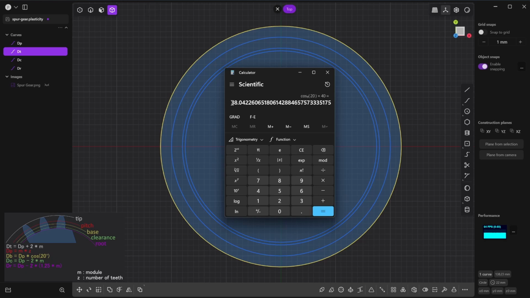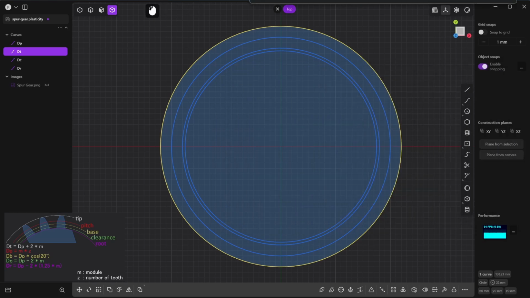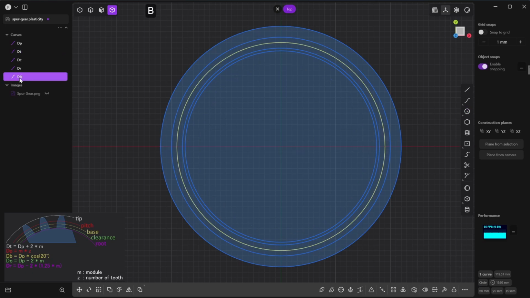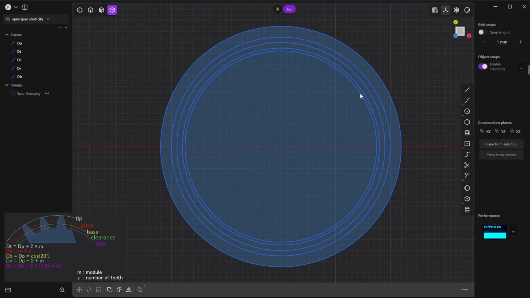And we're going to get 380426. So I'm going to take just the first 5 digits after the point. It is more than enough. So the diameter of the base, name it diameter of the base. So now we have all the main diameters we need to continue.